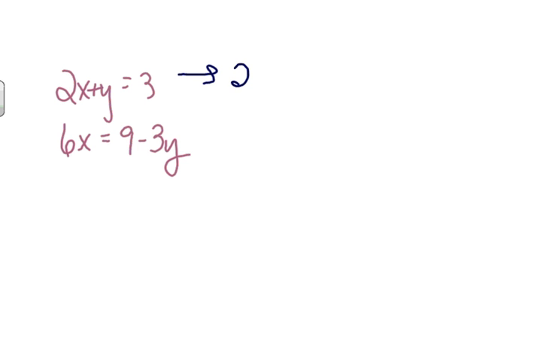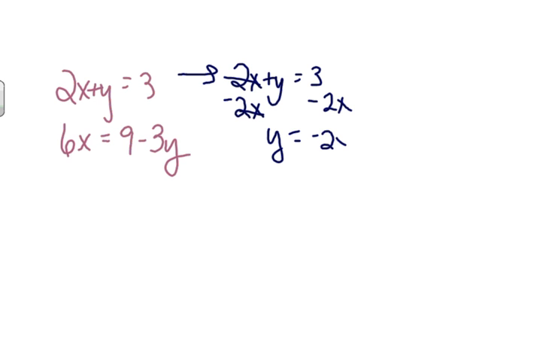So, I'm going to take this one. I've got 2x plus y equals 3. Let's get y by itself, so I'm going to subtract 2x from both sides. So I've got y equals, remember, since 3 is a number and negative 2x has a variable, we cannot combine those two. So we've got negative 2x plus 3. So there's one equation. All right?